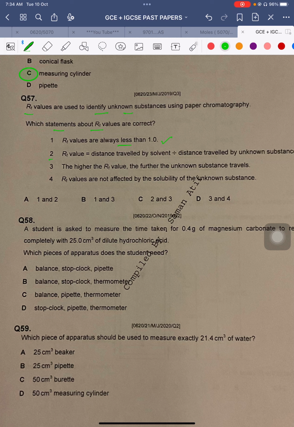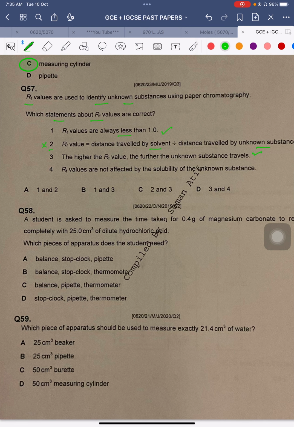If we are looking into number two, RF value is equal to distance traveled by solvent divided by distance traveled by unknown substance. No, RF value is distance traveled by unknown substance divided by distance traveled by solvent. Solvent distance is always larger, longer, so it is always at the bottom while dividing. It is wrong here. Okay, what about number three? The higher the RF value, the further the unknown substance travels. Yes, no doubt. The longer is the distance traveled, the higher will be the RF value. So this is correct as well.